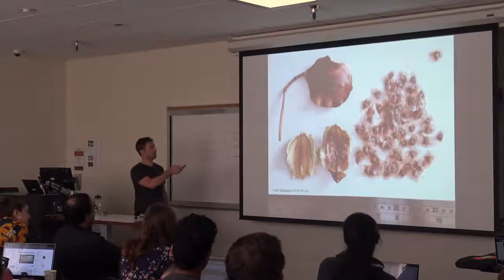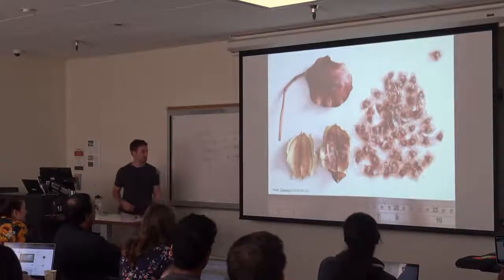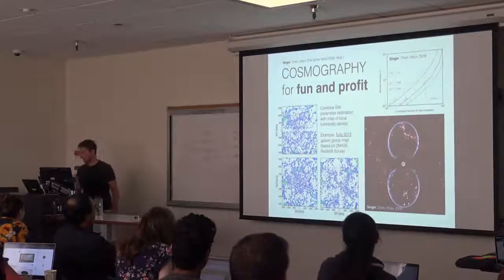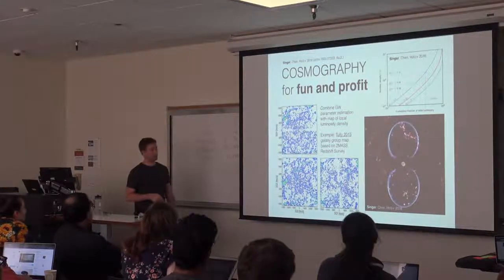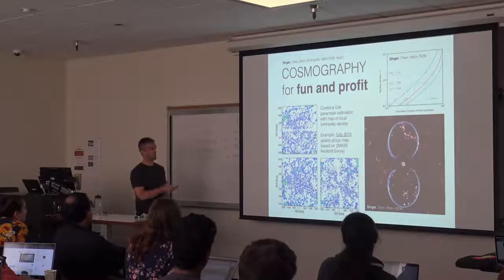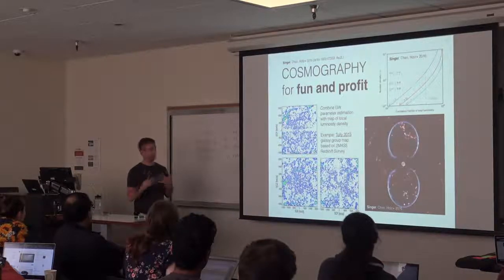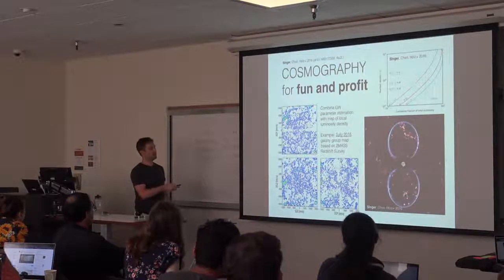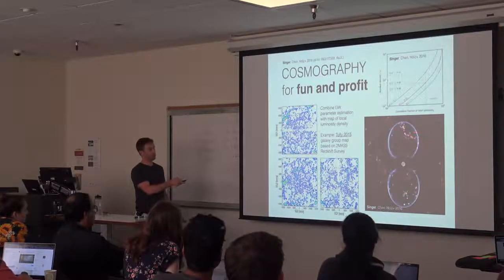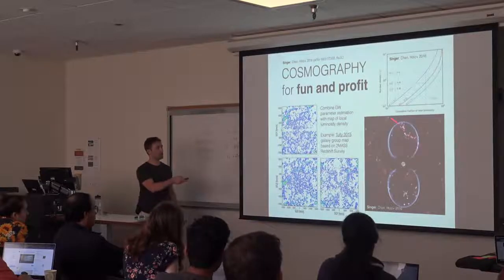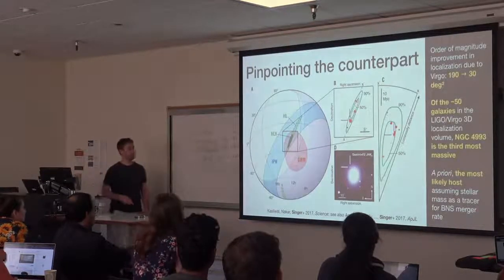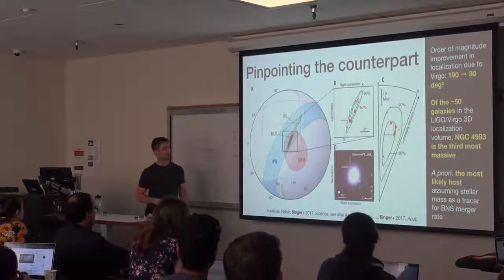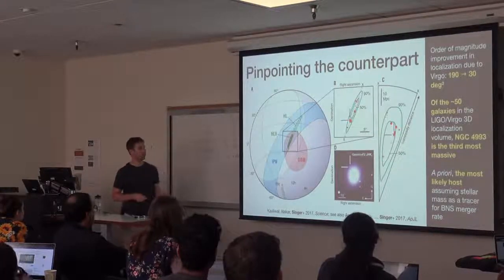So you have your localization and you have the galaxies inside. You can fold that with either a galaxy catalog, or even better, you can combine it with a model of the distribution of mass in the local universe, and then you can pick out all the galaxies that are likely candidates for the host, like I said. And occasionally, for very well localized sources, that can work very, very well.